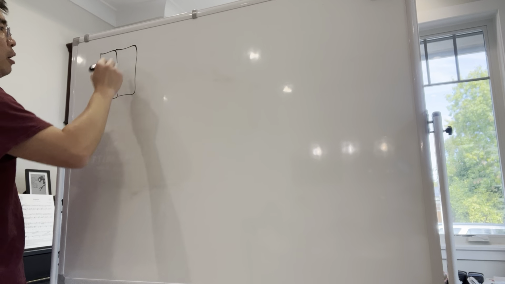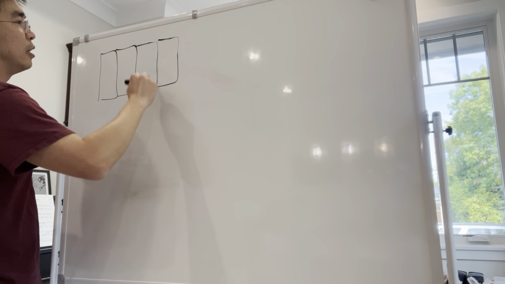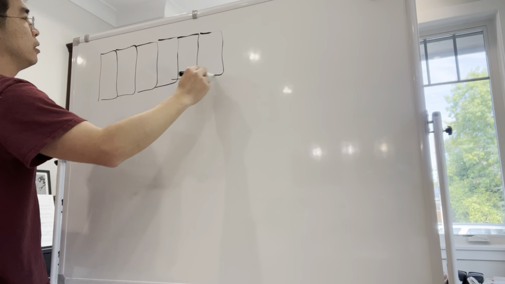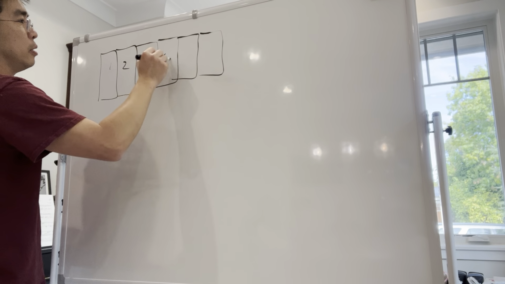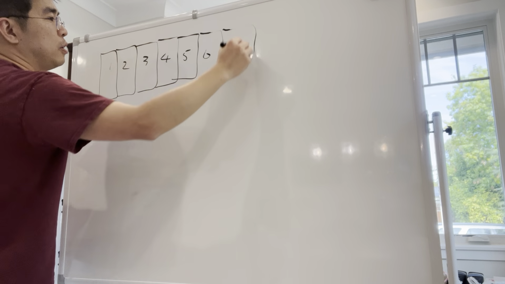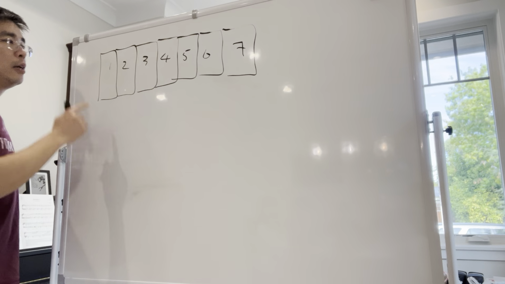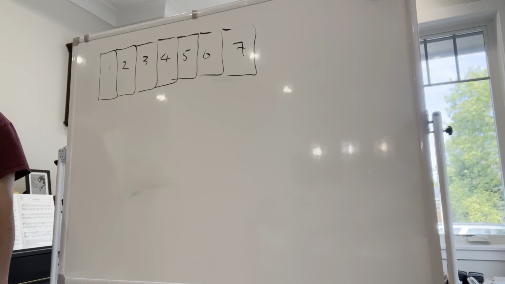Let's say you have 7 Harry Potter books on your bookshelf. Let's say I asked you a math question. How many different ways are there to arrange these 7 books? Do you know the answer?